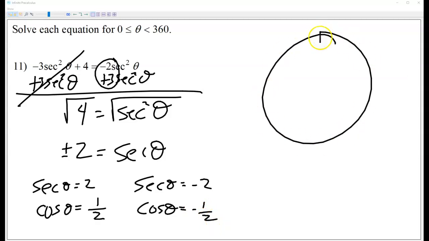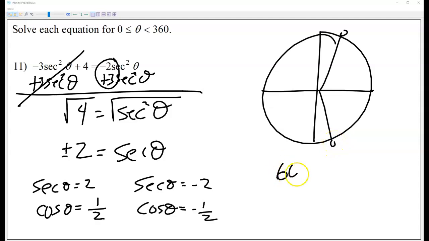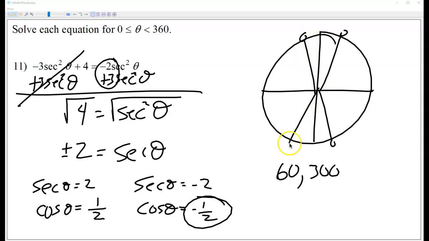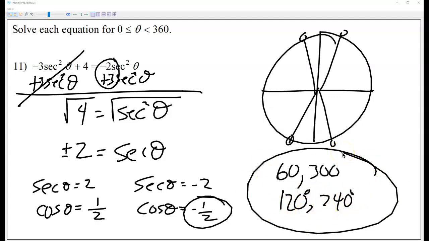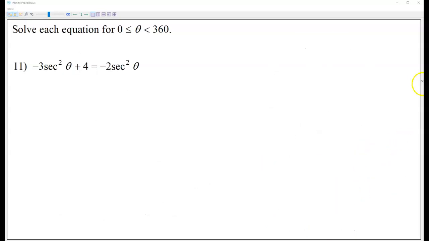Now, cosine of theta equals a half up here and also down here. That is at the angles 60 and 300. But we also want to find the places where cosine of theta equals a negative half. That is here and here, which is 120 degrees and 240 degrees. And so there are four answers there once again, and that's because of the square. All right, moving along.